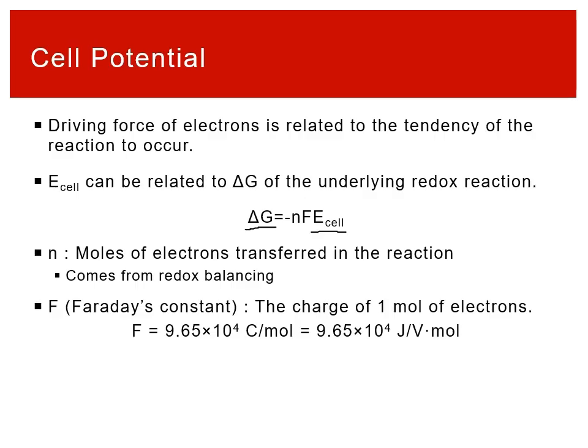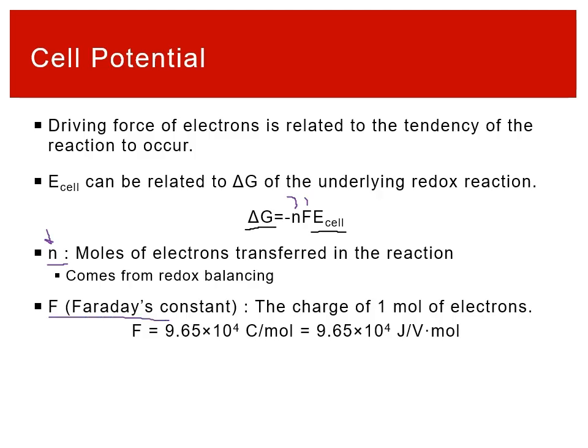And so we have these other two terms in here then, n and F. n is the moles of electrons transferred in the reaction. So when we did all that balancing stuff, the idea that some number of electrons come out of the oxidation step and they go into the reduction step. So balancing that flow of electrons, that number of electrons, that's n.